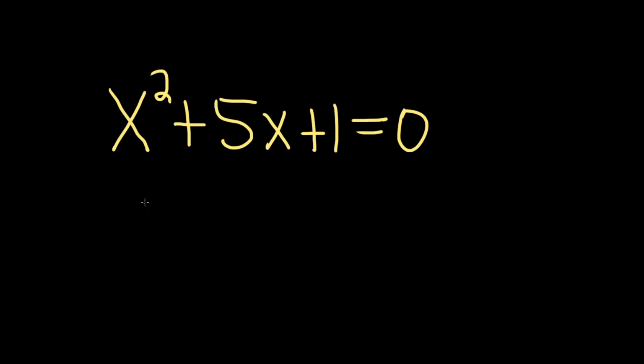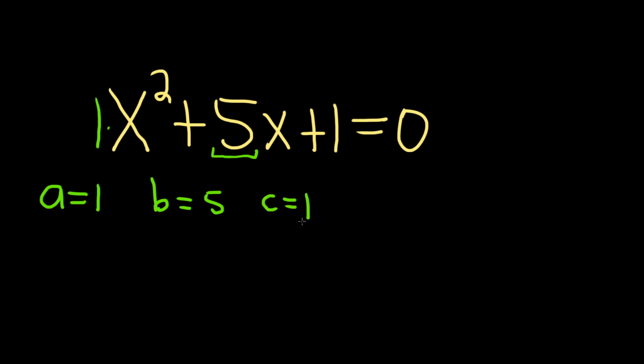In this problem, we're being asked to solve this quadratic equation using something called the quadratic formula. When you're using the quadratic formula, the first thing you want to do is identify your a, b, and c. So a, b, and c are going to appear in this equation. The number right in front of the x squared is always your a. So a is equal to 1. The number right in front of your x is always your b. So b is 5. And c is always going to be the constant term. So c is equal to 1.